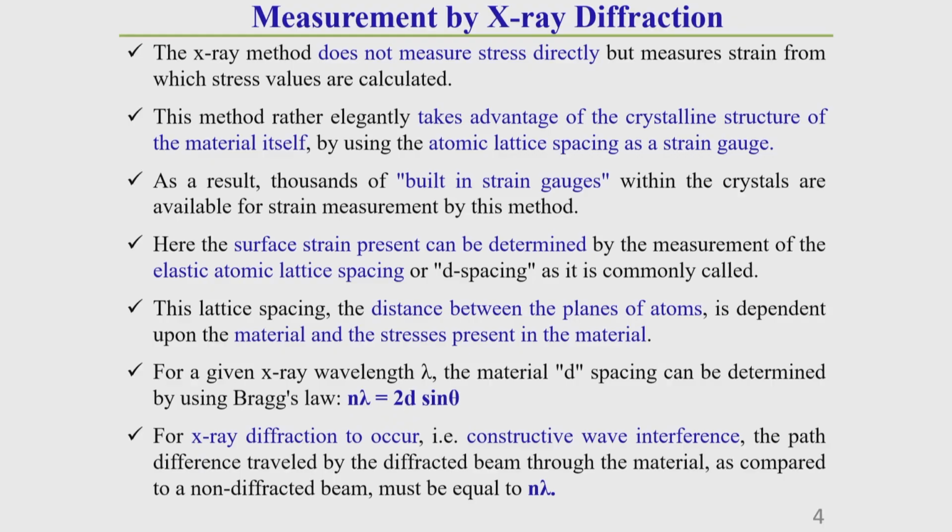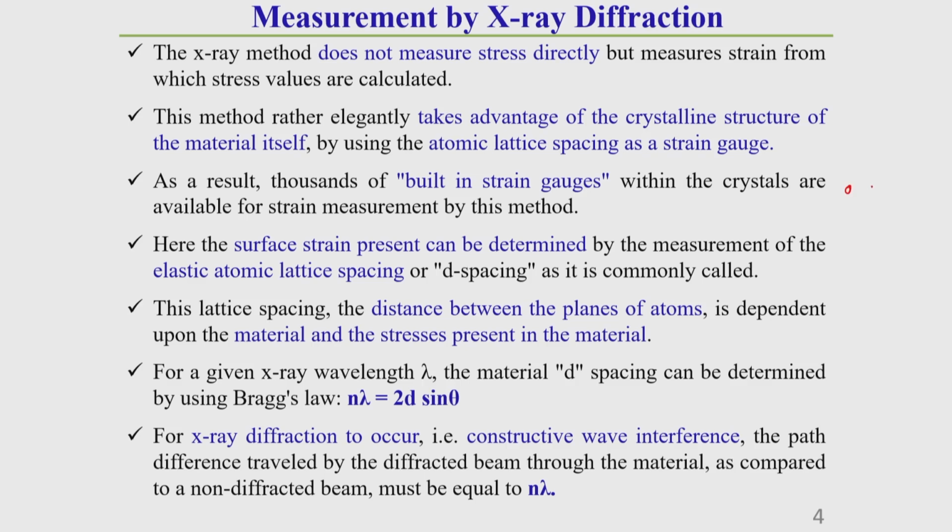Okay. So, this method elegantly takes advantage of the crystalline structure of the material itself. That means using the atomic lattice spacing as a strain gauge. So, what happens in this type of method, an X-ray propagates through the lattice plane. Then, due to diffraction of that X-ray, we measure this lattice spacing distance, that means layer to layer distance, or you can say atomic layer spacing distance.